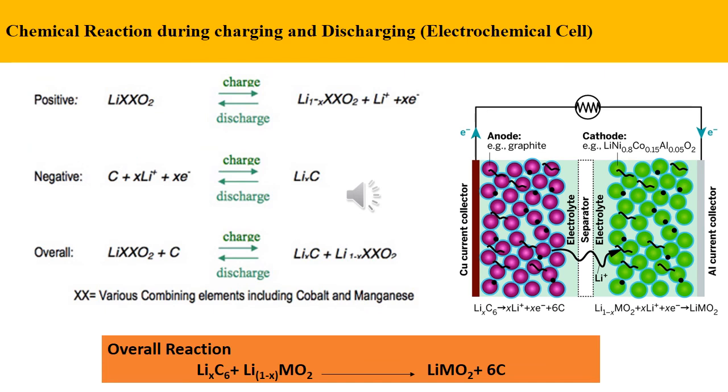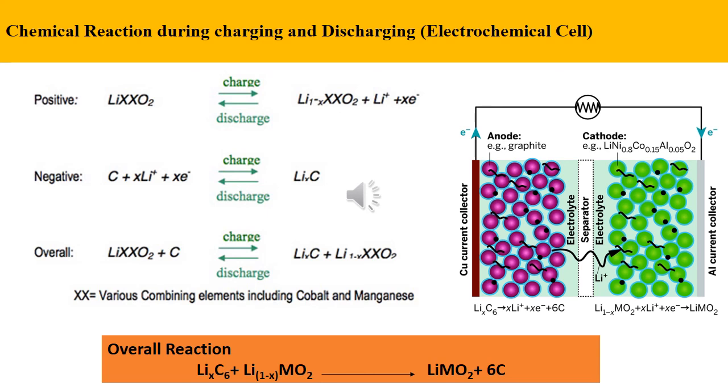Working of the lithium ion cell. When it acts as a battery, it undergoes 2 types of process. One is charging, another one is discharging. During charging, it acts as an electrolytic cell, and during discharging, it acts as an electrochemical cell. We can see the discharging reaction in detail. During discharging, the anode undergoes oxidation and the cathode undergoes reduction. So at the anode, lithium ions are released, and at the cathode, lithium ions are taken up by the transition metal oxide.